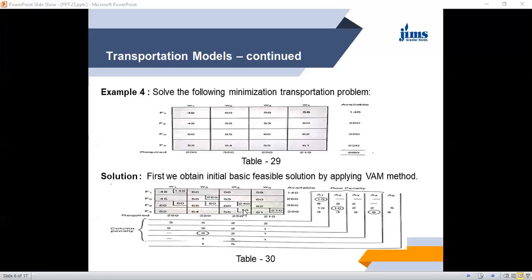This row. So here, where is the minimum cost? Minimum cost is here, this one. So here we make maximum allocation. Requirement is 250, and this is 360. So we make an allocation of 240 here. And then this 120 is reduced. So this 60 and 60 make the next iteration.